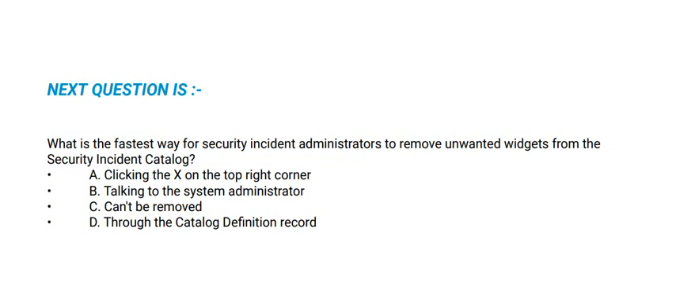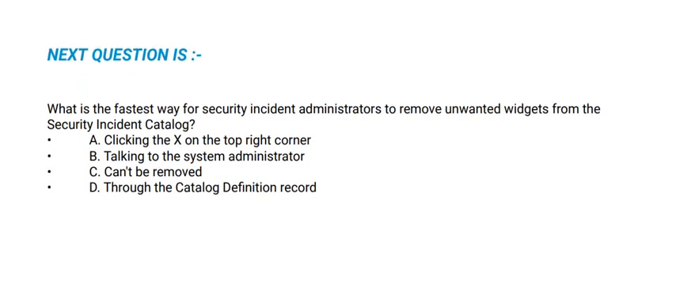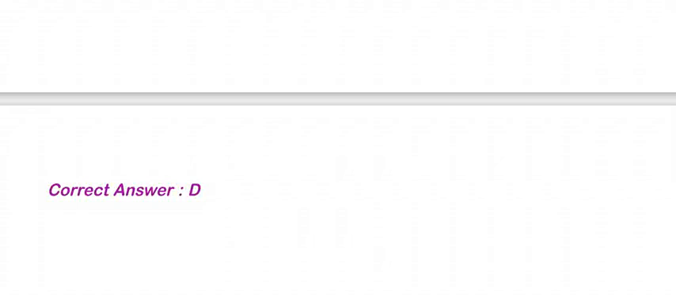What is the fastest way for security incident administrators to remove unwanted widgets from the security incident catalog? Options are: option A, clicking the X on the top right corner. Option B, talking to the system administrator. Option C, can't be removed. And option D, through the catalog definition record. The correct option is option D.